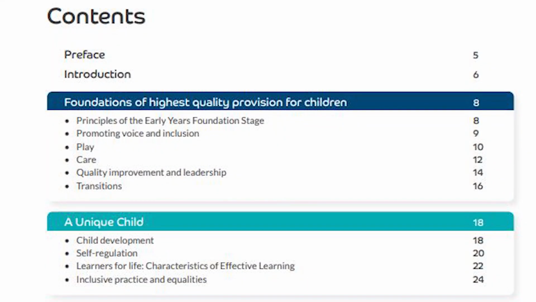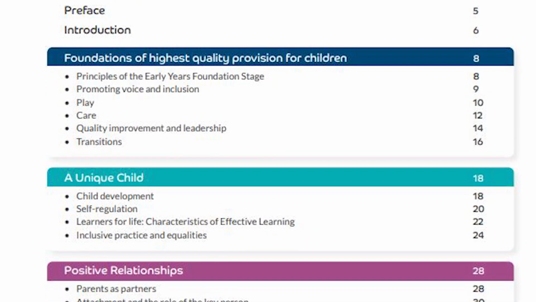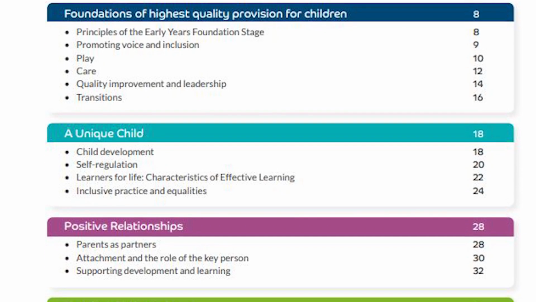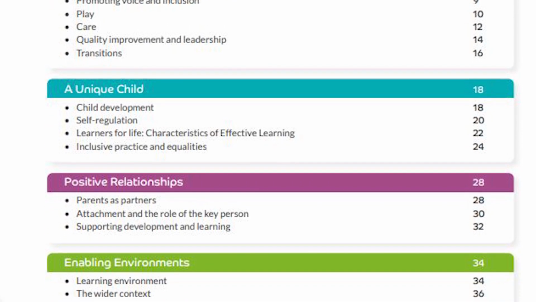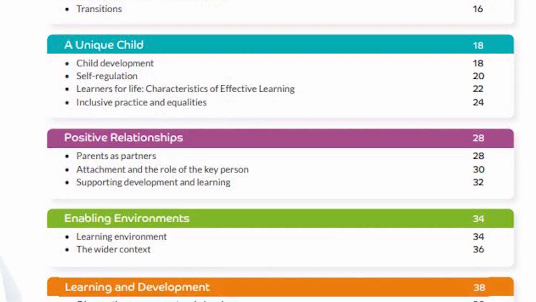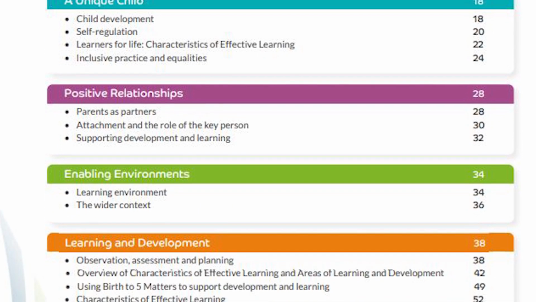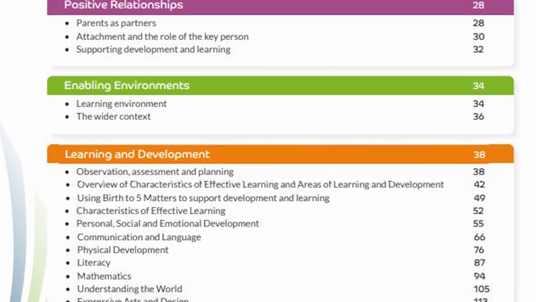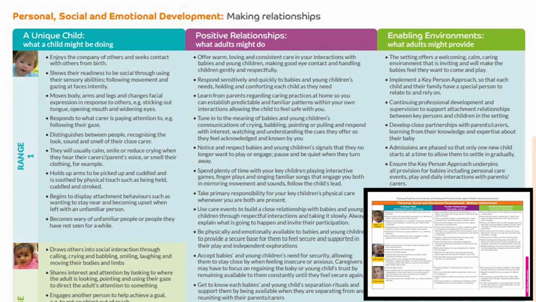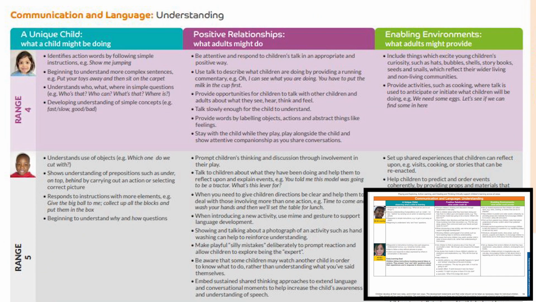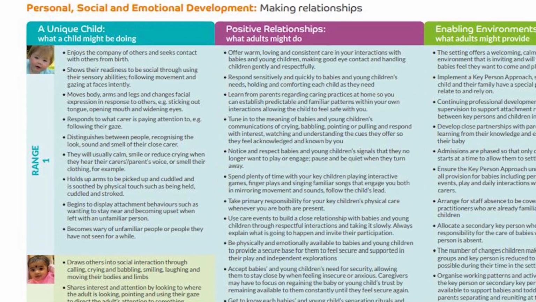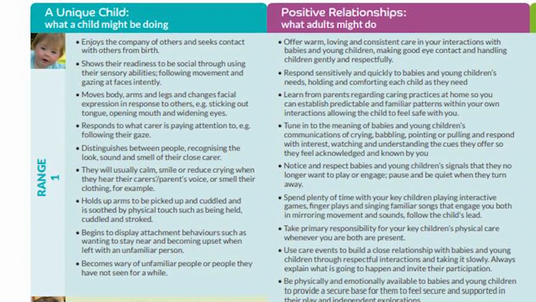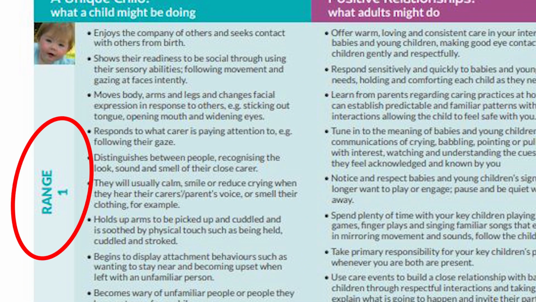This document has areas such as a unique child, positive relationships, enabling environments, and learning and development. This includes information about observation, assessment and planning, and the characteristics of effective learning. We then move on to part of the document that looks a lot like the old Development Matters document that we all know and love. However, when we get to this part, there has been a slight change in the way that we talk about age bands.